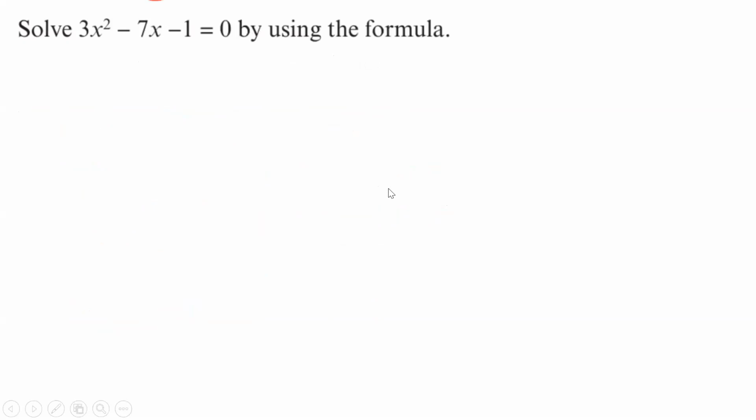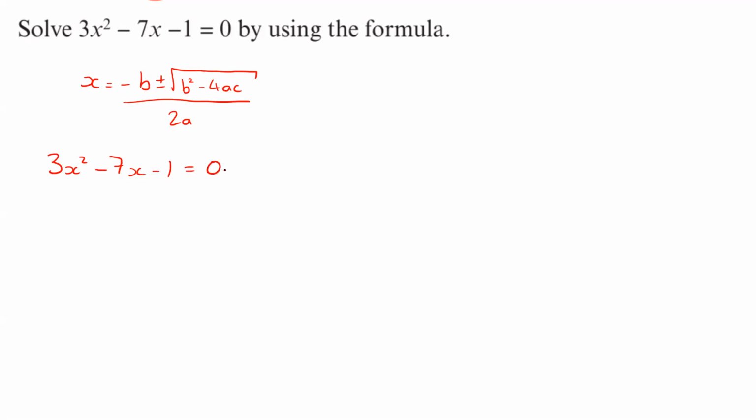Question 3 is to use the formula to solve. So first thing is, I'm supposed to write down that formula. So x is the negative of b plus minus the square root of b squared minus 4ac. And this part tells us a lot, which we'll find out later, divided by 2 times a. So I would always recommend to rewrite out your question, make sure it's of the form ax squared plus bx plus c equals 0. So make sure it's equal to 0.